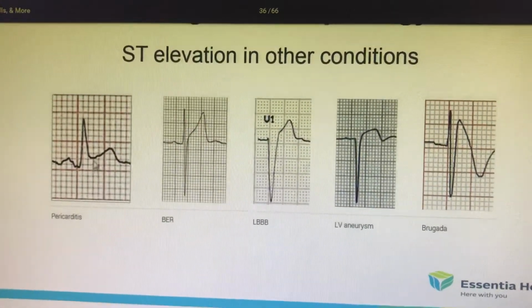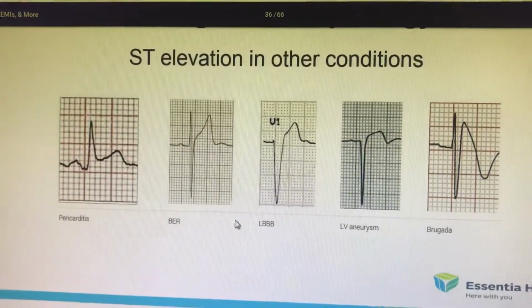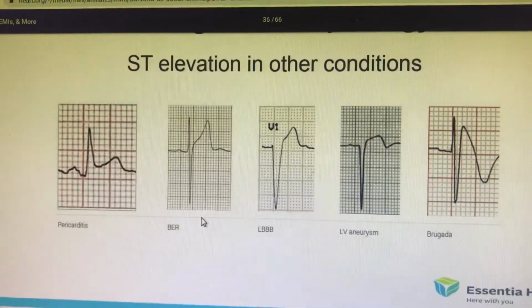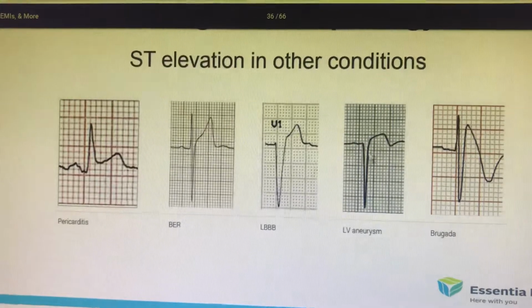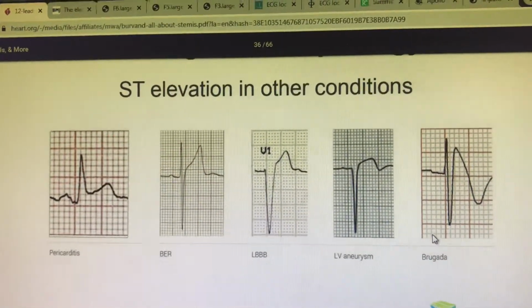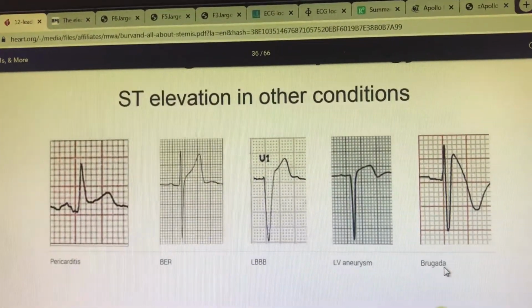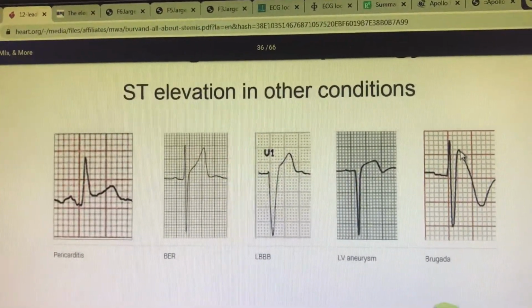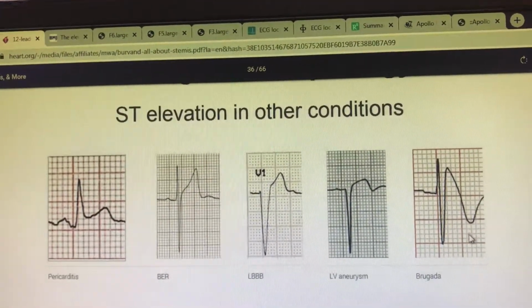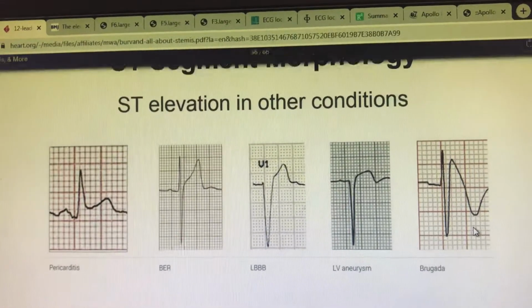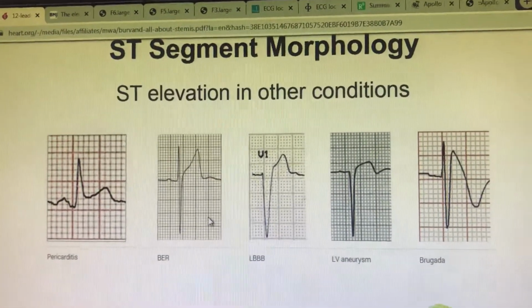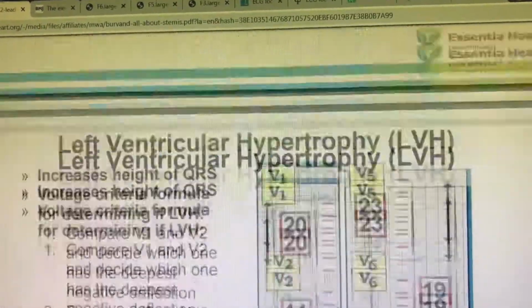There will be PR segment depression with a concave upwards ST elevation. There will be a left bundle branch block, bundle exit blocks, or there will be LV aneurysm, a deep QRS with persistent ST elevations. There may be Brugada-like syndrome where there is no ST segment seen, only a huge ST elevation with very deep T wave inversions, and there may even be early repolarization, all of which can correlate with the ST elevation.